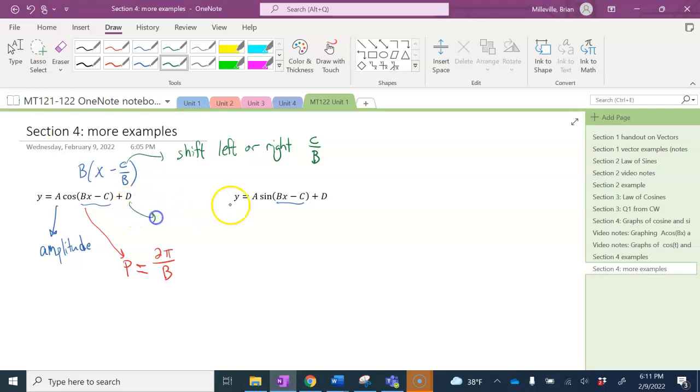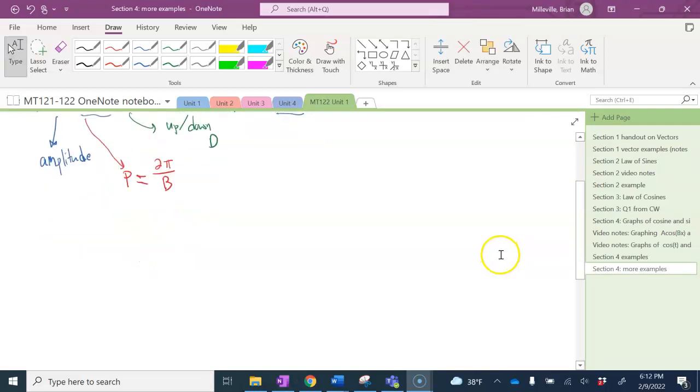And then lastly, on the outside, that's the easiest. That's going to be shifting up or down d units. Again, if we're adding a positive number there at the end, it's going to be up. If we're adding a negative number, which is subtracting, the graph is going to be shifted down. All right, so let's just do a couple more examples, and I have a couple from the homework that I want to work out.